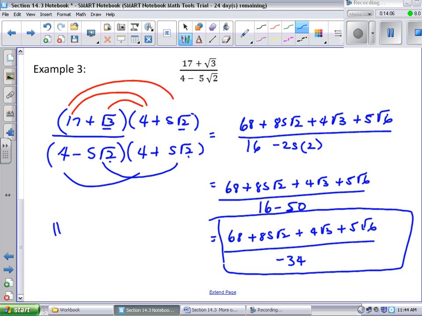You will need to do the homework on section 14.3 and the quiz on section 14.3.